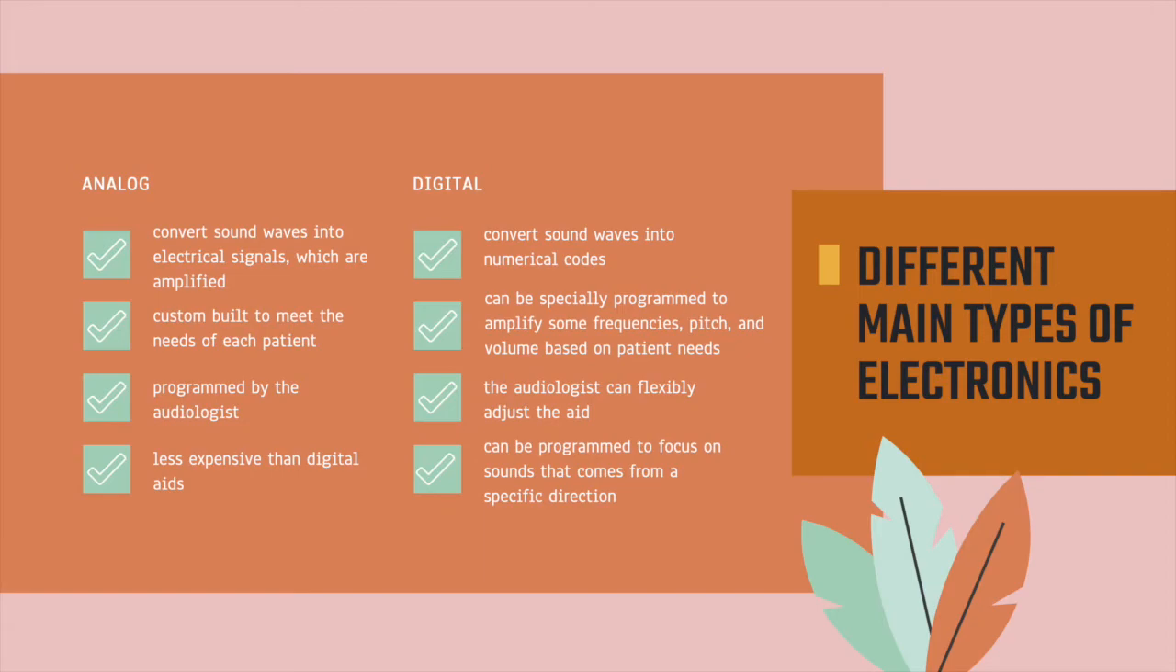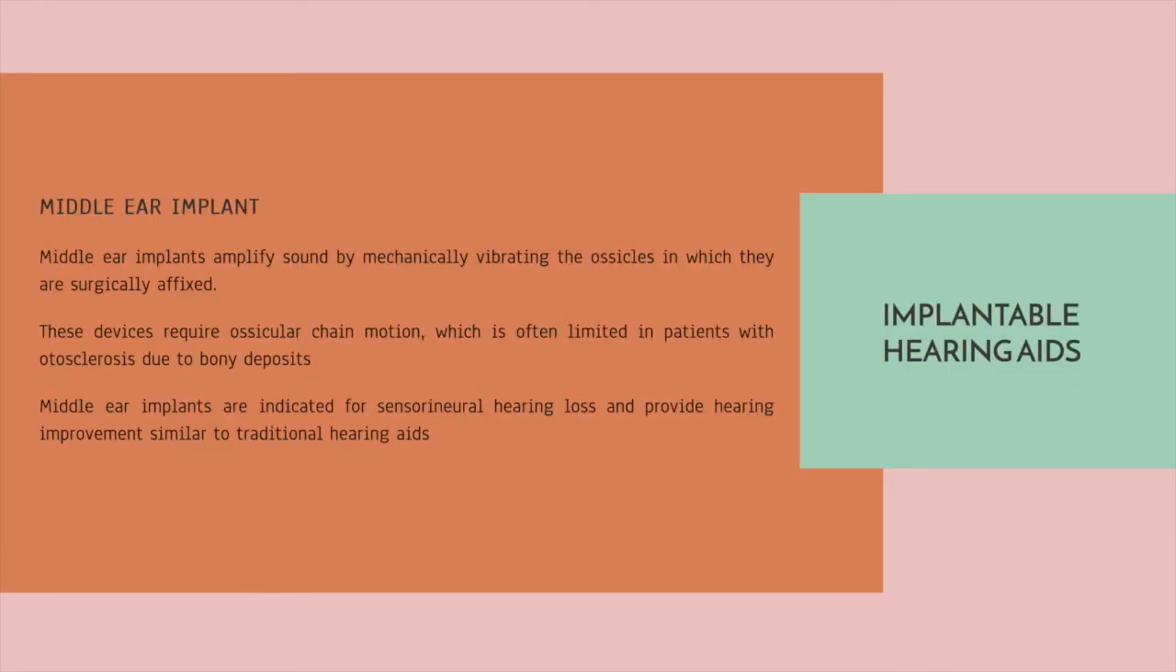The next type is the digital one. It converts sound waves into numerical codes. It can be specially programmed to amplify sound frequencies, pitch, and volume based on patient needs. The audiologist can flexibly adjust the aid, and it can also be programmed to focus on sounds that come from a specific direction.